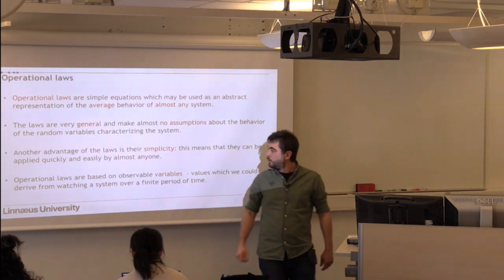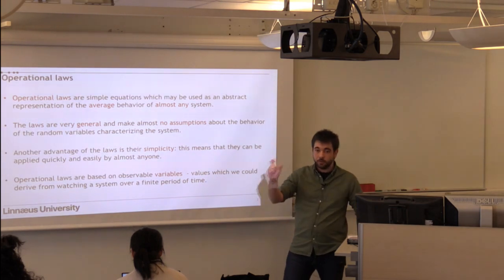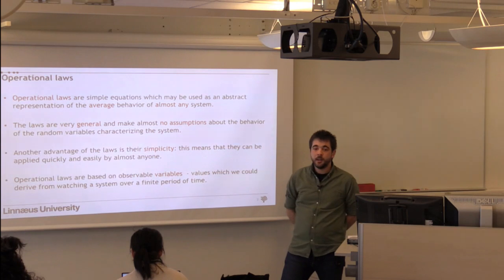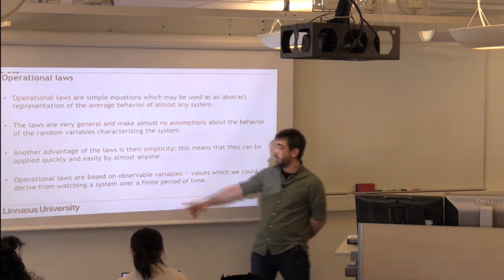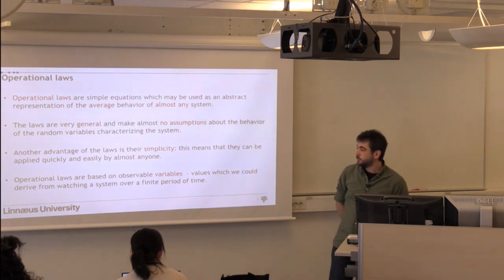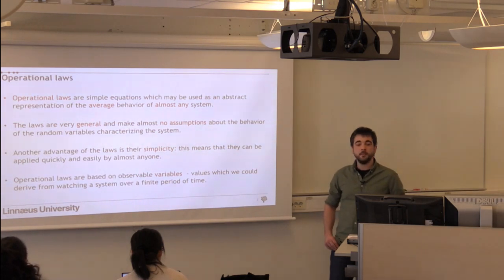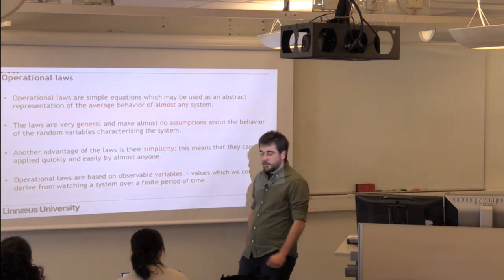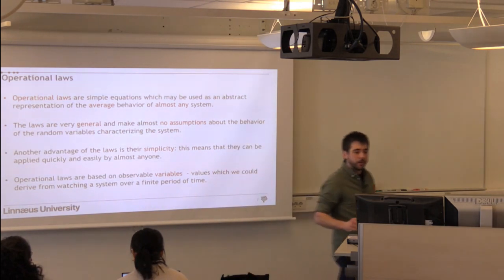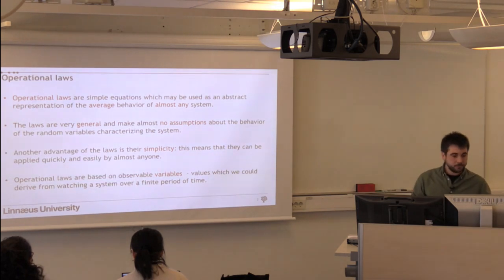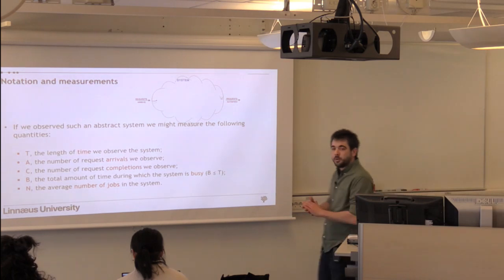Another advantage of these laws is their simplicity. They can be applied quickly, so you will see that they are very short equations, and by almost anyone, because they are based on observable variables. These observable variables are values which we can derive from watching the system, observing how the system works over a period of time. We can get the values of the variables that we will use for the operational laws. What we can observe.